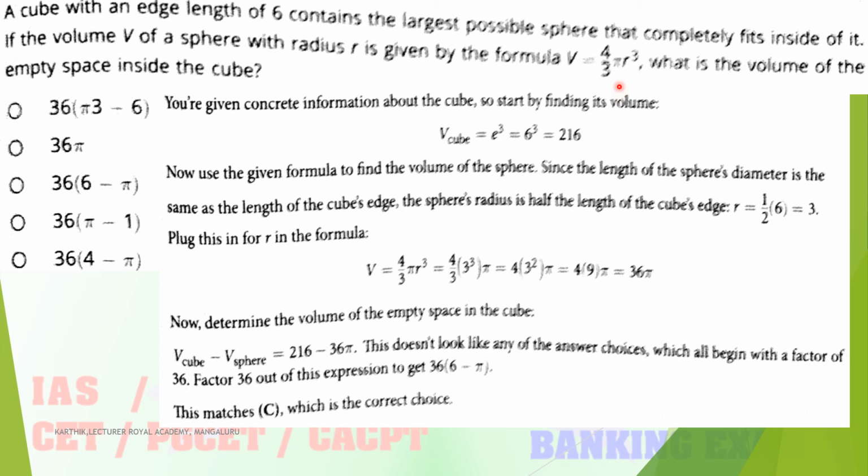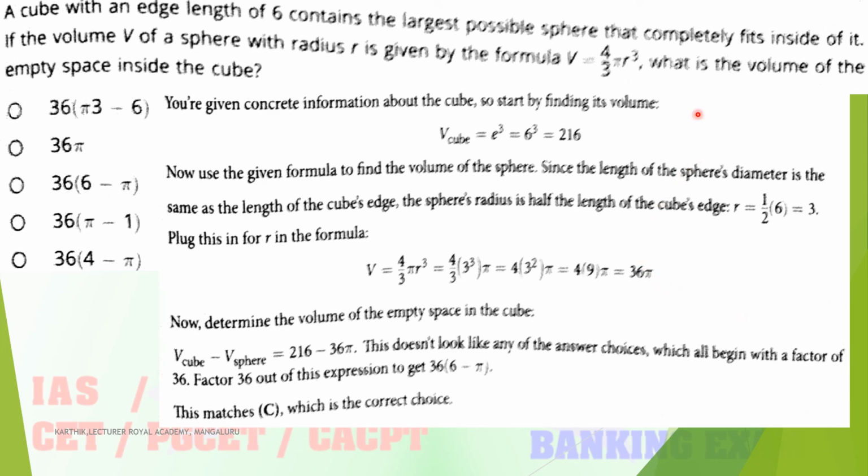So here radius is how much? Total length is 6. Then radius is how much? 6 divided by 2, so radius is nothing but 3. So then you can easily determine that the volume of the sphere is nothing but 36 pi.